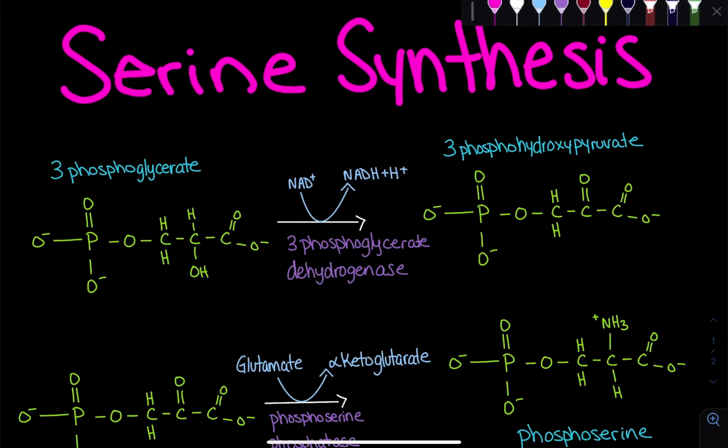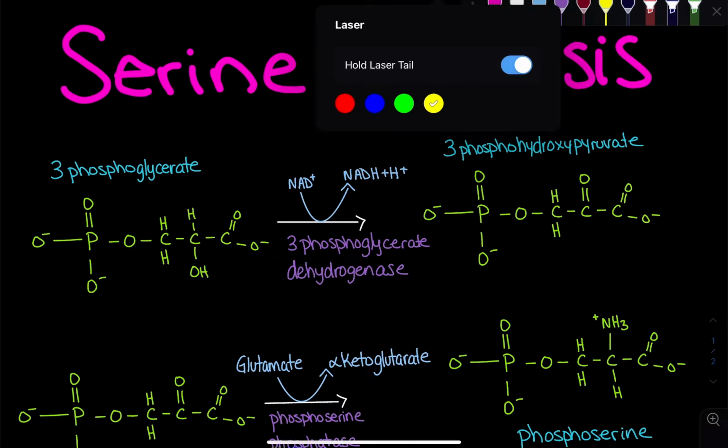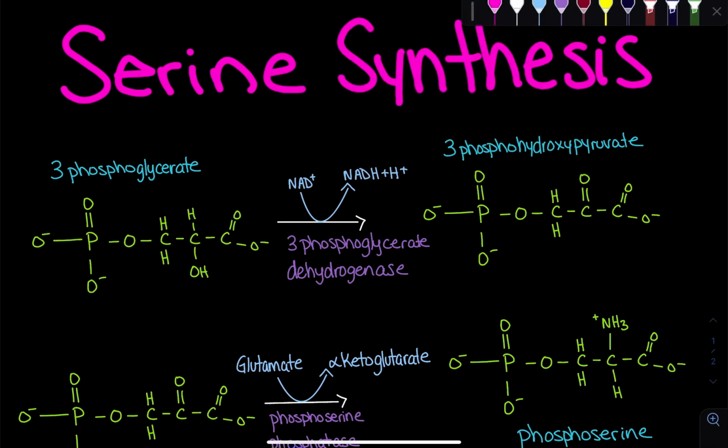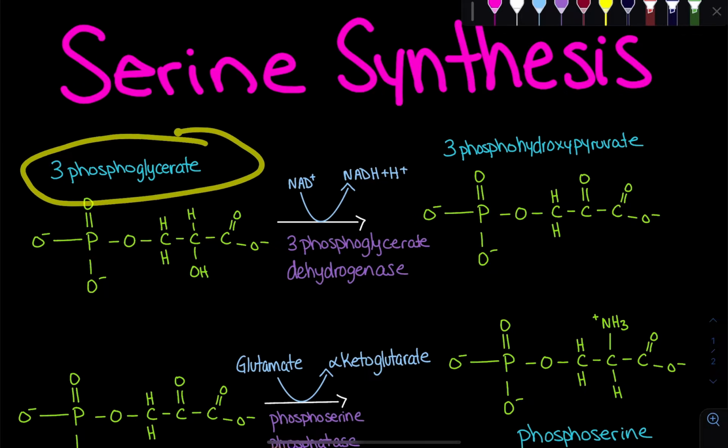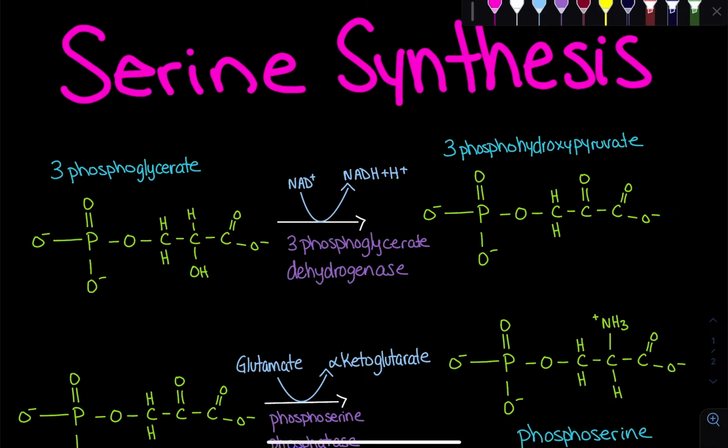The synthesis of serine begins with 3-phosphoglycerate. Now, where is 3-phosphoglycerate coming from? Well, that's coming from glycolysis. Recall that in glycolysis, we go through a series of steps to produce pyruvate. In glycolysis, we divide it into two phases, the investment phase and the payoff phase.